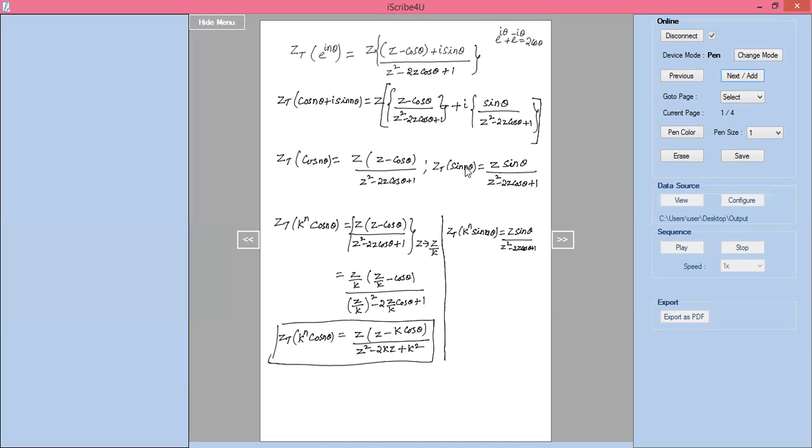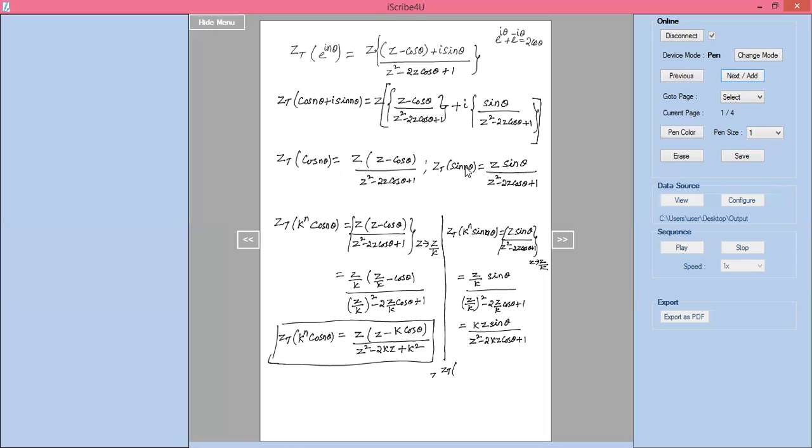Here I am replacing z by k. We'll replace that, so you will get (z/k) sin theta divided by (z/k) whole square minus 2 (z/k) cos theta plus 1. Simplifying this, you will get kz sin theta divided by z square minus 2kz cos theta plus 1, which is the required solution.